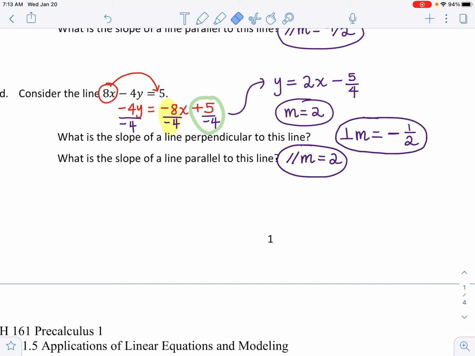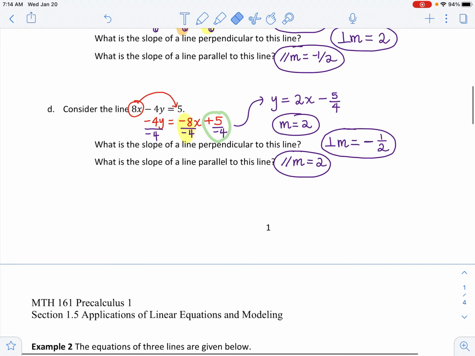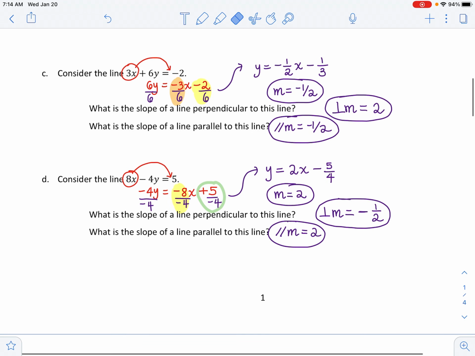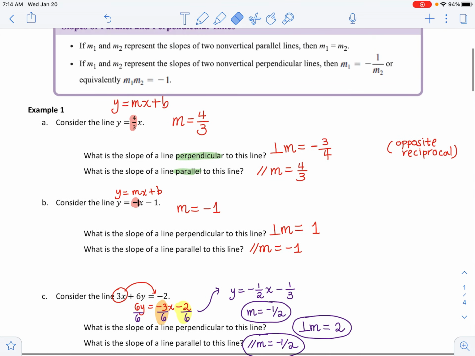So we focused on finding slope. In example 2, we're going to actually find some equations or maybe do more slope practice. But that's it for example number 1.